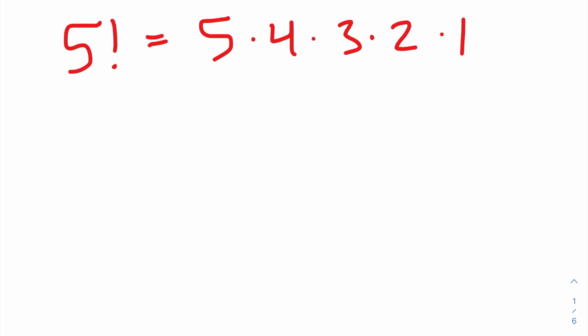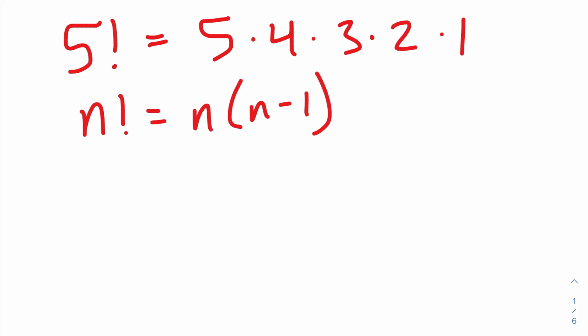In this video, we're going to learn about factorials. The notation for a factorial is an exclamation mark. So for example, 5 factorial would be written as 5 exclamation mark. And what this means is that we want to find 5 times 4 times 3 times 2 times 1. So in general, n factorial is equal to n times n minus 1 times n minus 2 all the way down to 1.